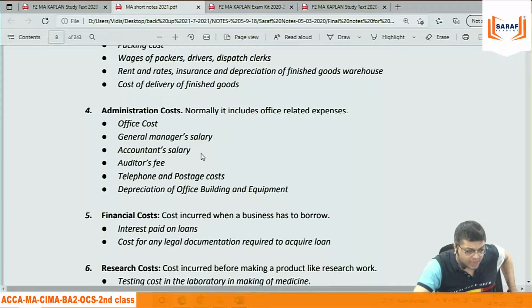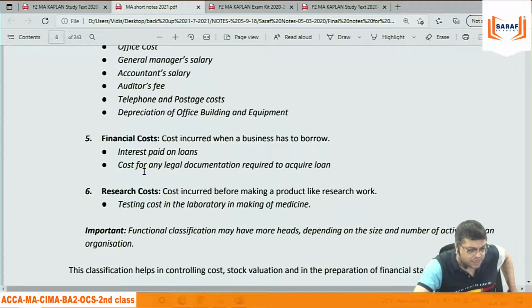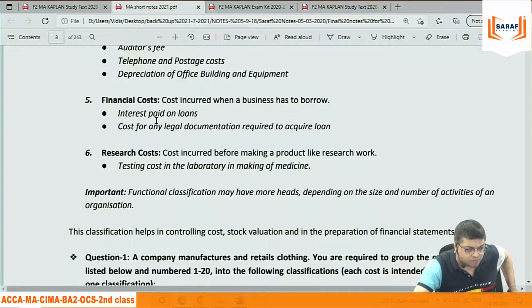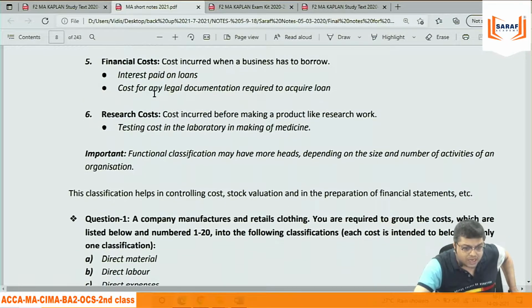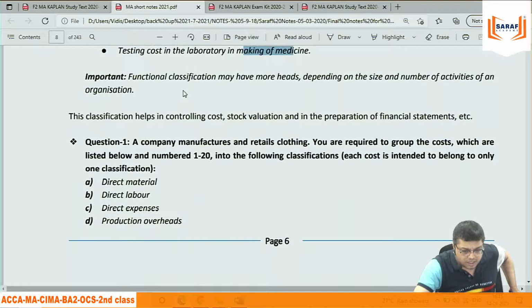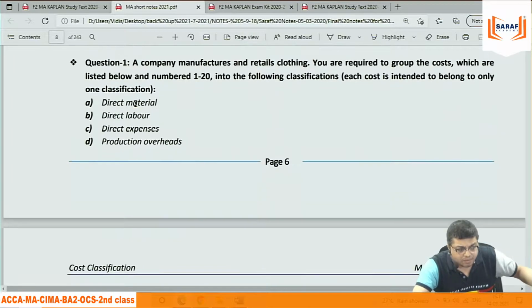Administrative cost: office rent, office electricity, accountant salary, auditor's fees, telephone, depreciation of office equipment. Finance cost: interest on loan and legal fees on taking a loan. Research cost: developing new products, testing in a laboratory, cost incurred before making a final product, such as research and testing in a laboratory for making a new medicine. This is just an example, not an exhaustive list. They have given some examples.